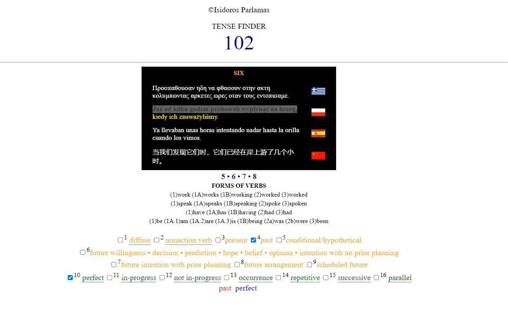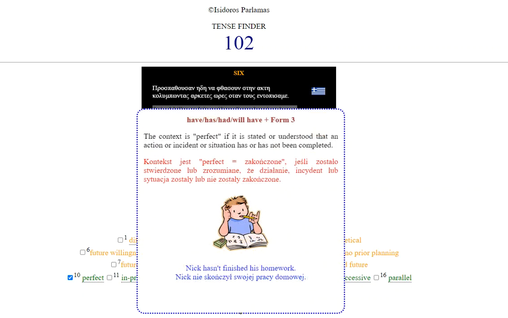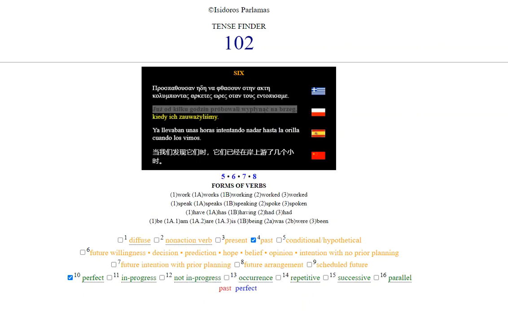And here, if we go here, we see the context is perfect if it is stated or understood that an action or incident or situation has or has not been completed. So it's perfect.